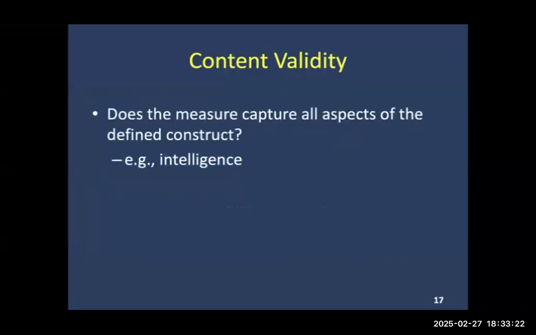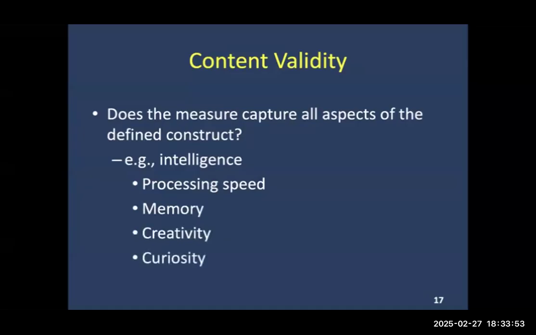The example I have here is intelligence. If we're saying we're studying intelligence, there are a lot of different dimensions involved with intelligence. It's not just IQ. Part of it is intelligence quotient. Part of it is how quickly people can process new information. That's a part of intelligence. Memory, people who have a large memory capacity tend to do extremely well on intelligence tests. Creativity is another aspect of intelligence, and curiosity.